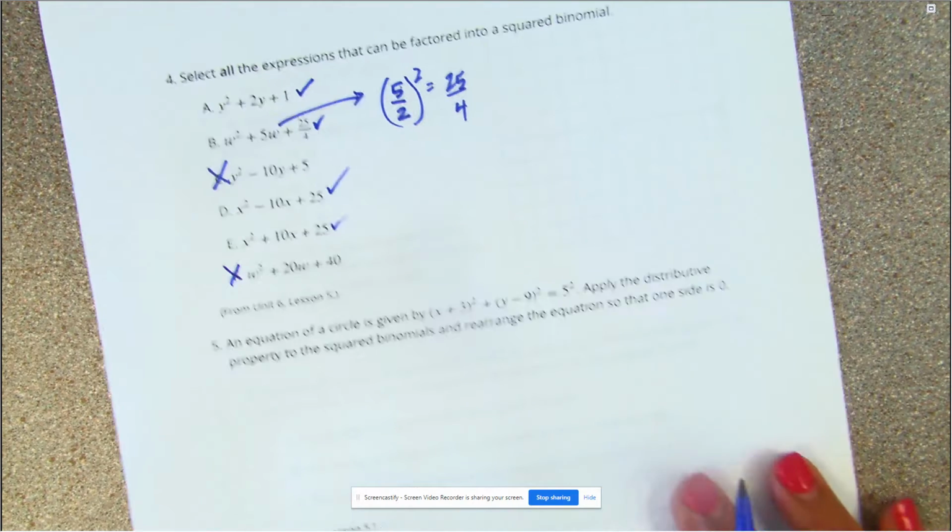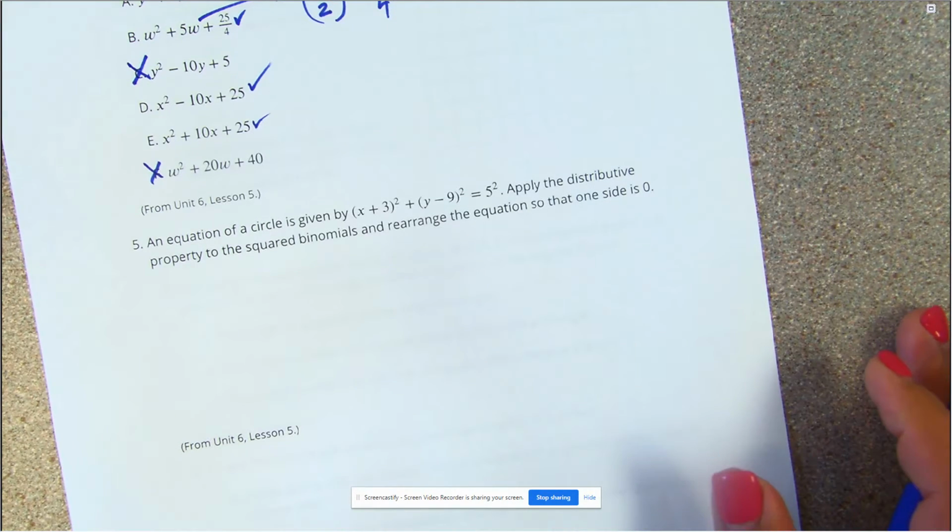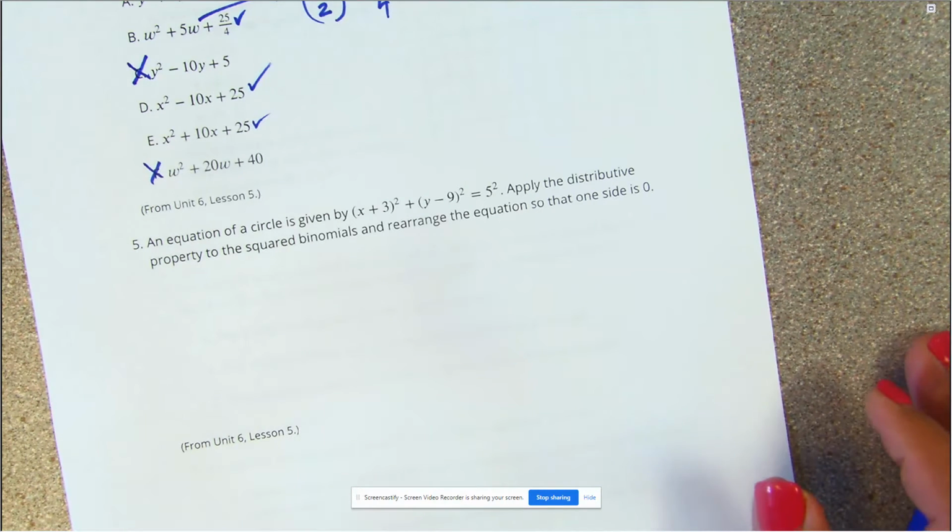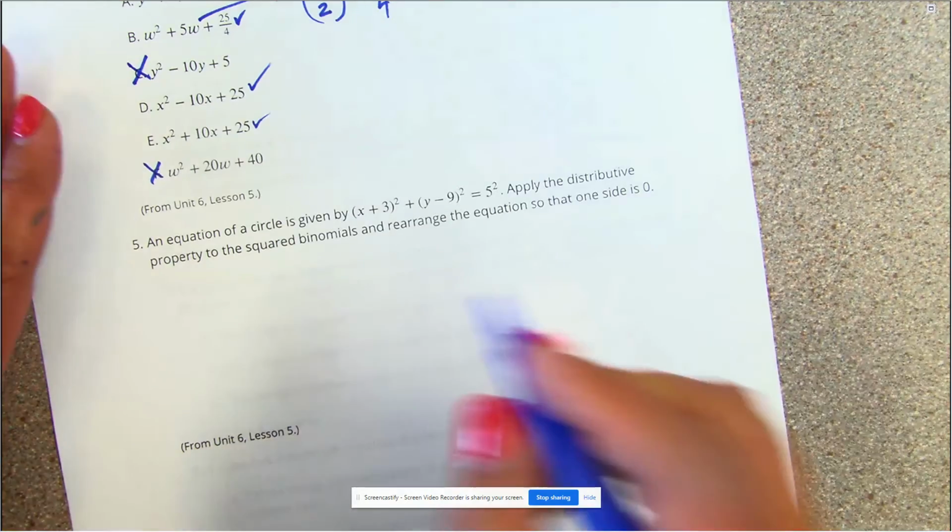Number 5. An equation of a circle is given by (x + 3) squared plus (y - 9) squared equals 5 squared. Apply the distributive property to the squared binomials and rearrange the equation so that one side is equal to 0. So I'm going to multiply.